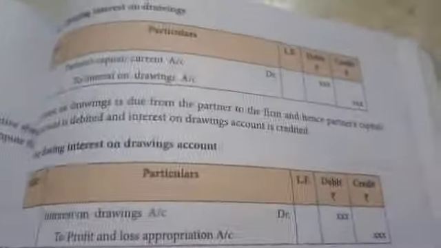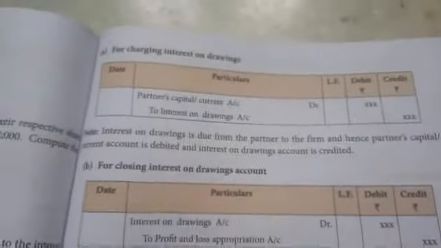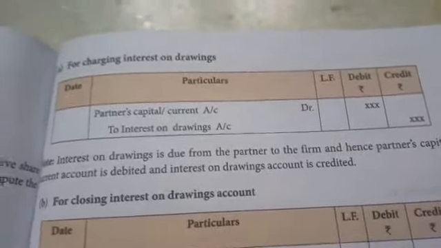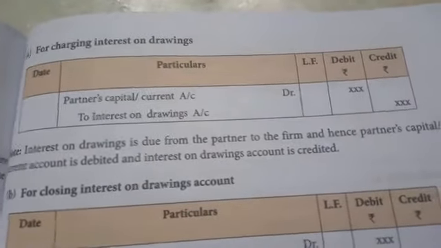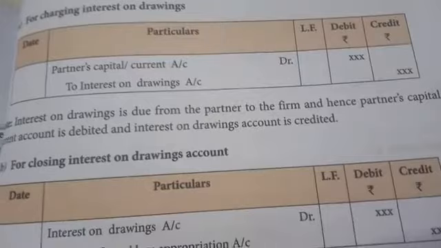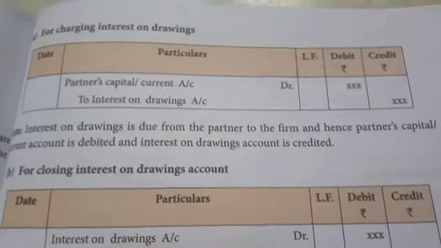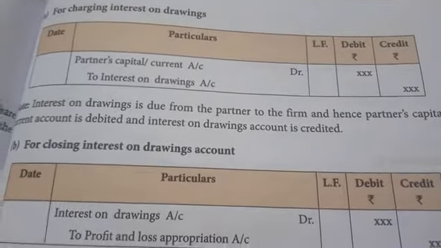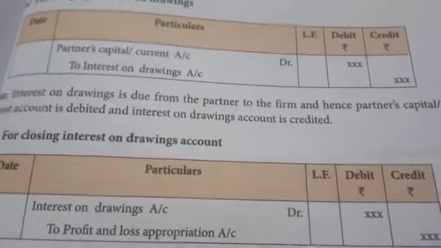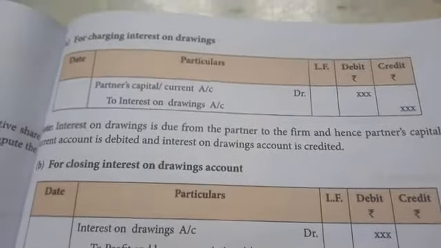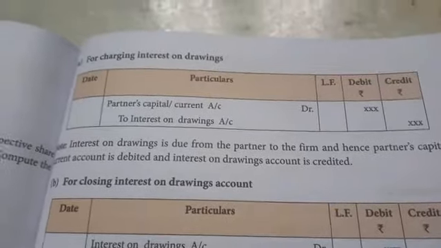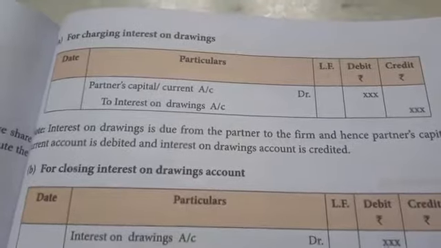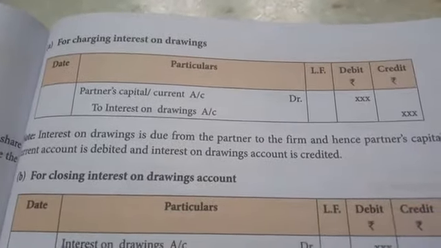For charging interest on drawings, the adjusting entry: partners' capital account, that is if fluctuating capital, or partners' current account, that is if fixed capital, debtor to interest on drawings account. Interest on drawings is income, so it should be credited. Why is partners' capital account debited? It should be subtracted from the capital. Automatically the capital will reduce, so equal debit is given to the respective partners' capital account or current account.